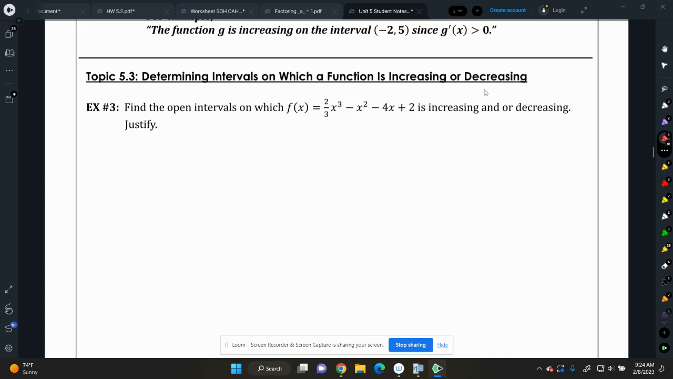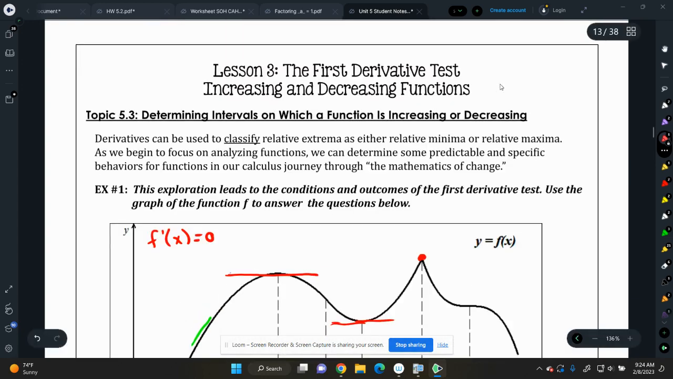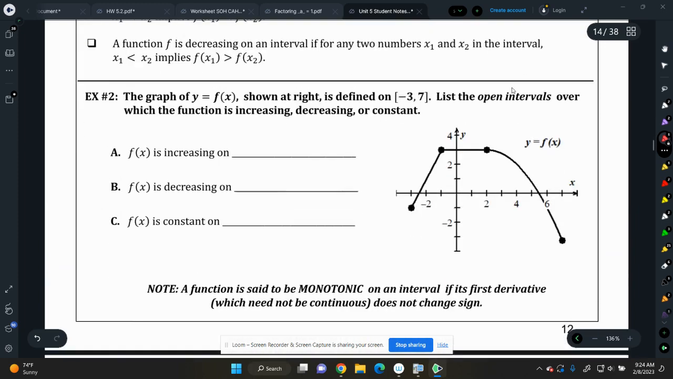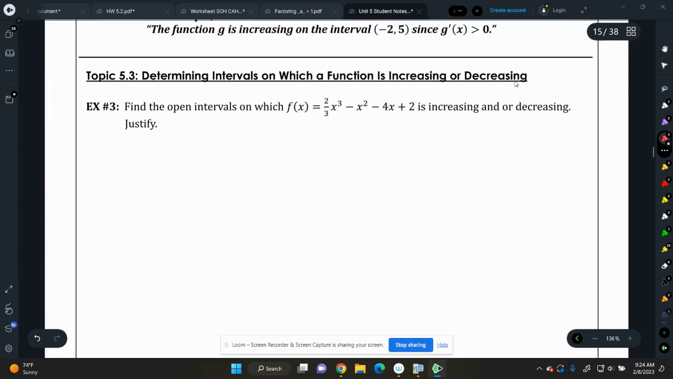So the first thing we're going to do, in order to know where it's increasing or decreasing, look back at this curve. I have to look at the derivatives. I have to look at the slope of the tangent lines. So we're going to take the derivative, f prime of x. Go ahead and take the derivative. I'm going to let you do that.